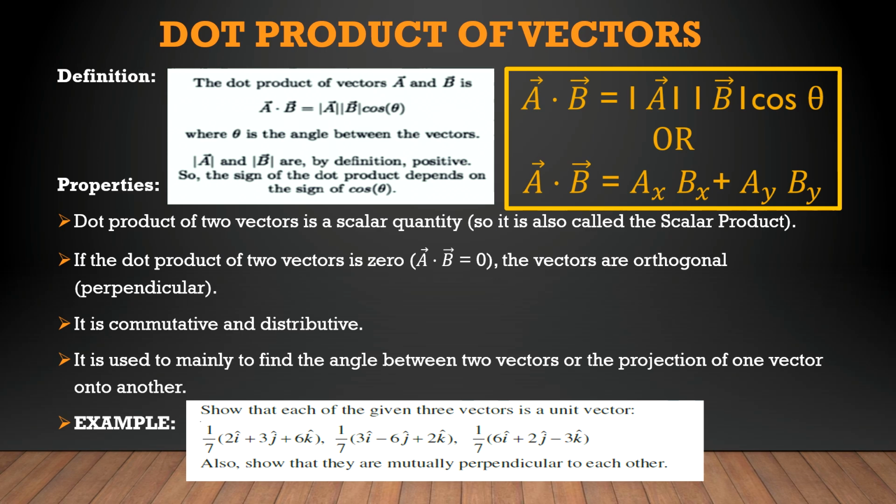Dot product is commutative and distributive. It is used mainly to find the angle between two vectors or the projection of one vector onto another. I've given a simple example over here where the vectors are mutually perpendicular to each other. You will be able to prove this as we move on to the different examples.